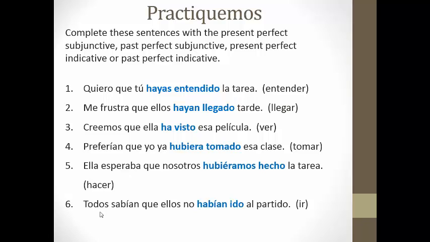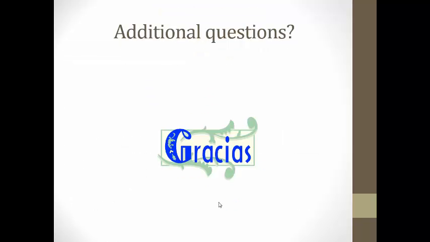Lastly, everyone knew that they had not gone to the game. So everyone knew this. There's no element of doubt there. If they knew it, that's a certainty. I need to use indicative here. So you've got past perfect indicative. Habían ido.